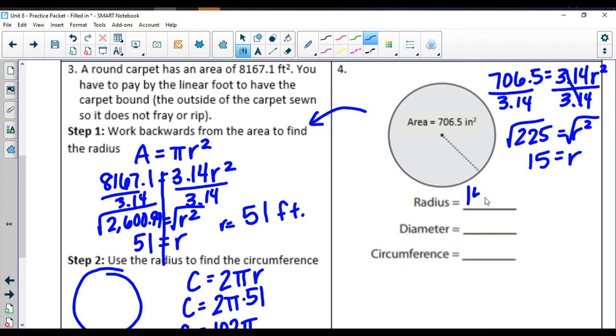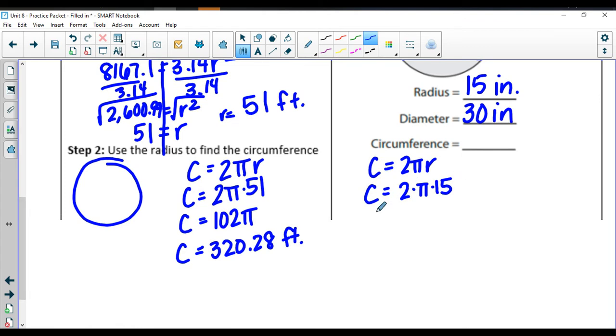So my radius is 15 inches. That would mean my diameter is going to be 30 inches. And for my circumference, I'm doing 2 times pi times the radius. So 2 times pi times 15. It's going to give me 30 pi. And I'm going to go ahead and change that. So I'm going to do 30 times 3.14, which will give me about 94.2 inches. So my circumference, 94.2 inches for this one.